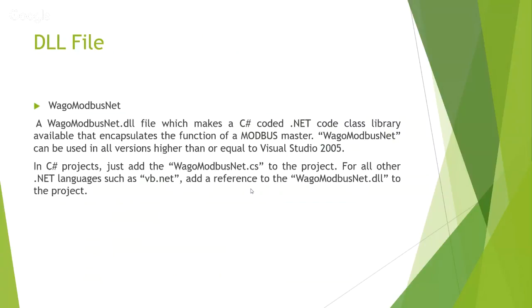And we also need a DLL file. A DLL file is a dynamic link library file. For this project, I use the WebGo Modbus NET DLL file, which is a C# coded .NET class library, which has many libraries like Modbus TCP, Modbus UDP, and Modbus TCP/IP, and every library has a different function. For my project, I use Modbus TCP because I'm working on a TCP/IP type controller.